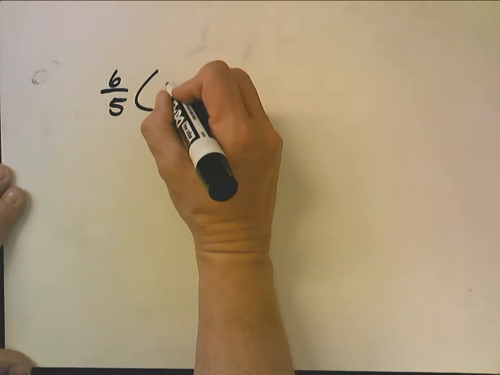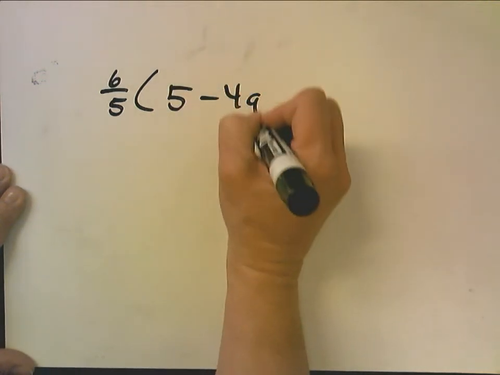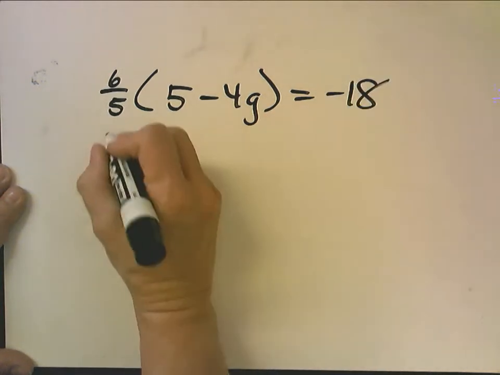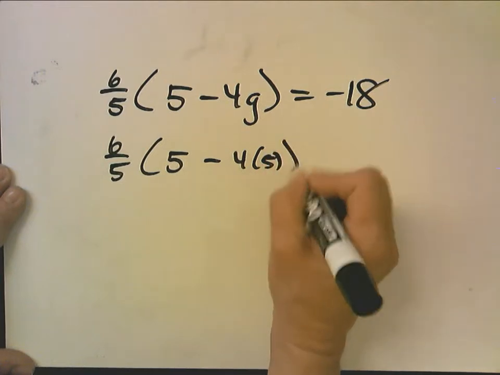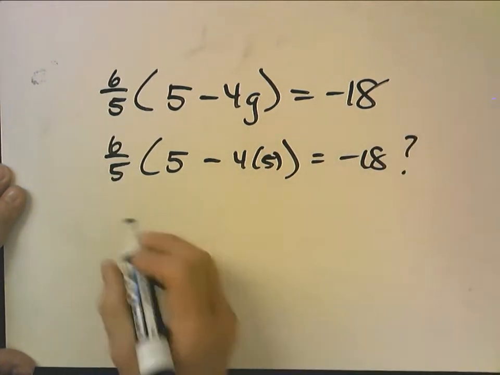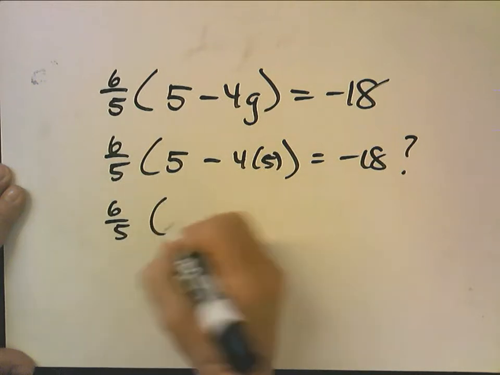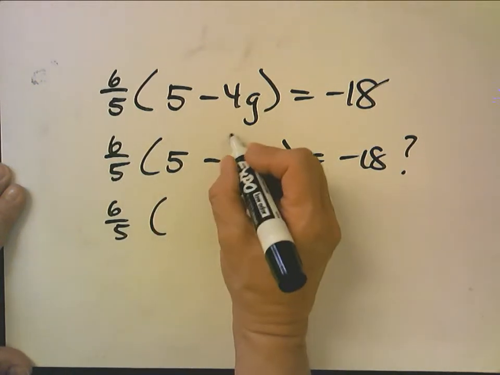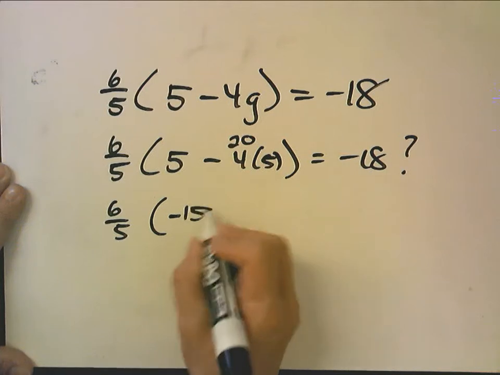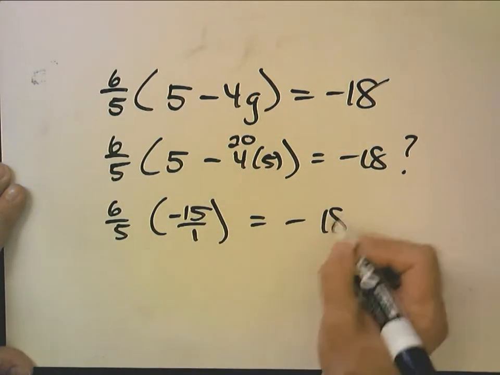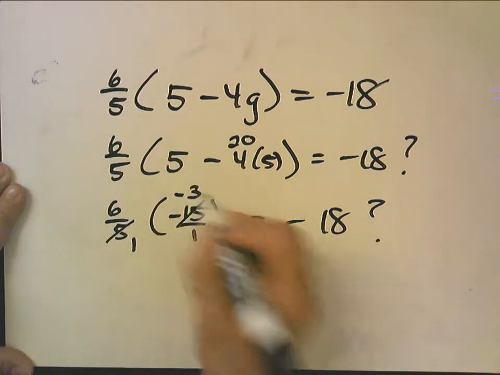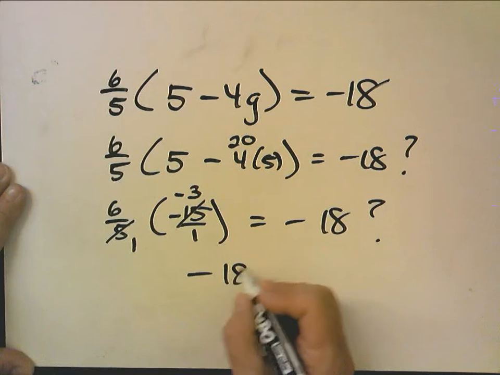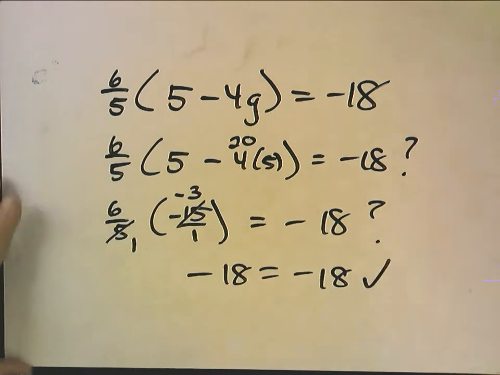Okay, so now let's do the check, because we got g equals 5 two times. So I'm going to say 6 over 5 times (5 minus 4 times 5) equals negative 18, question mark. Well, 4 times 5 is 20. 5 minus 20 is negative 15. Does that equal negative 18, question mark? Well, I have to actually do the math. This becomes a negative 3. And negative 18 does equal negative 18, check. Okay, so that one worked.